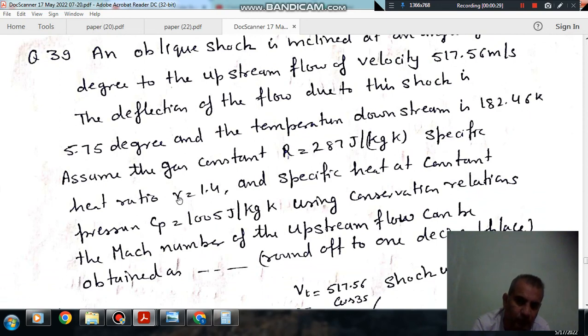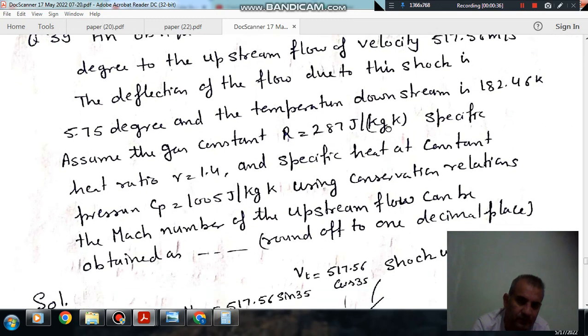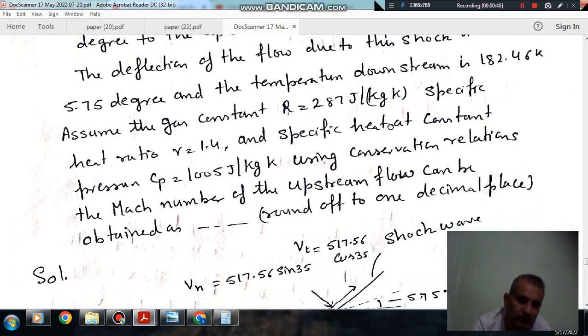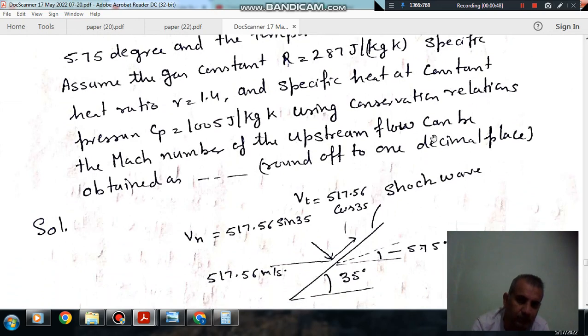is 182.46 Kelvin. Assume the gas constant R is equal to 287 joules per kilogram per degree Kelvin. The specific heat ratio gamma is equal to 1.4. Specific heat at constant pressure Cp is equal to 1005 joules per kilogram per degree Kelvin. Using conservation relations, the Mach number of the upstream flow can be obtained, rounded up to 1 decimal place.